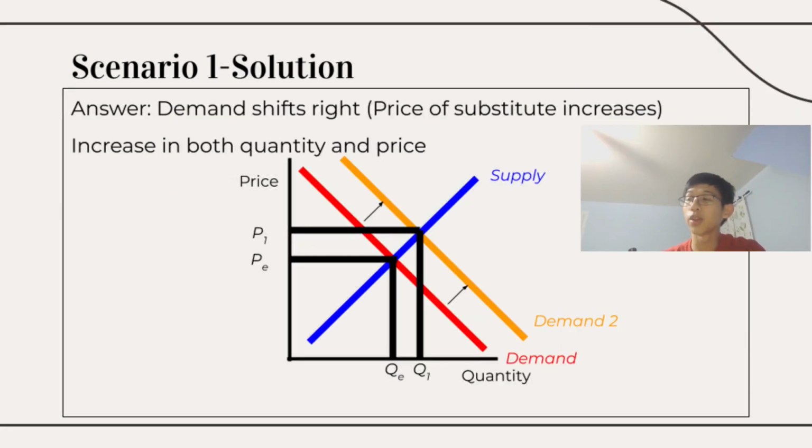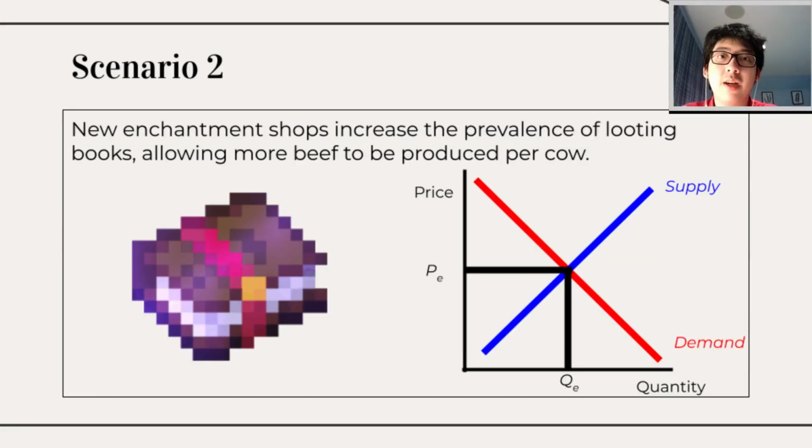Now, when the price of cooked chicken increases, buyers are less willing to buy cooked chicken. Surprise, surprise. In which case they will turn to the substitute, which is beef. And so the demand for beef will increase, or shift right, which in turn increases both quantity and price of beef.